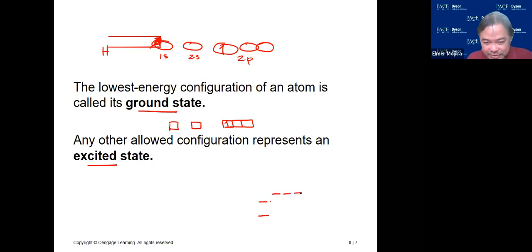And then the 2p and then the 3s. So you have here 1s, 2s, 2p, 3s. Whenever you have an excited state, that means your electron is not at the lowest energy configuration. So if you have a hydrogen, you could put it like this, but it can also be like this one.